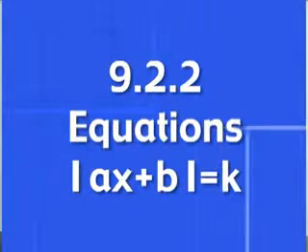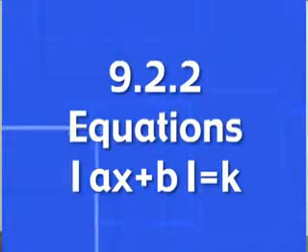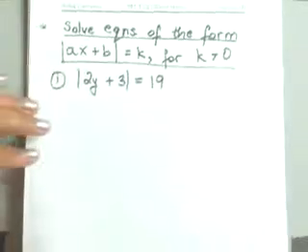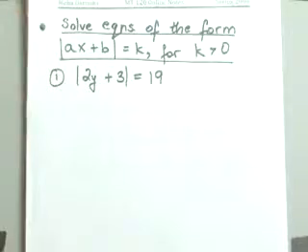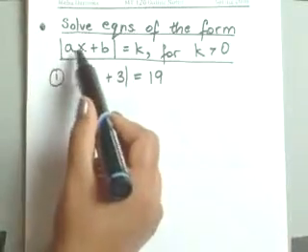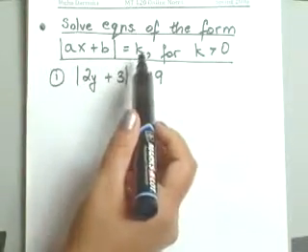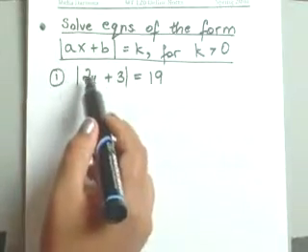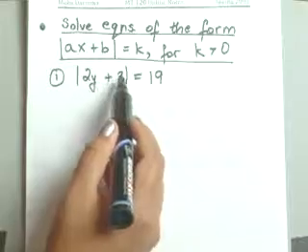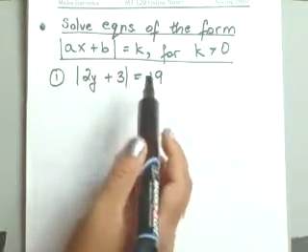We will start out with an equation here, and you have the equation of the form ax plus b equals k, where k is a positive number. So let's say we have absolute value of 2y plus 3 equals 19.